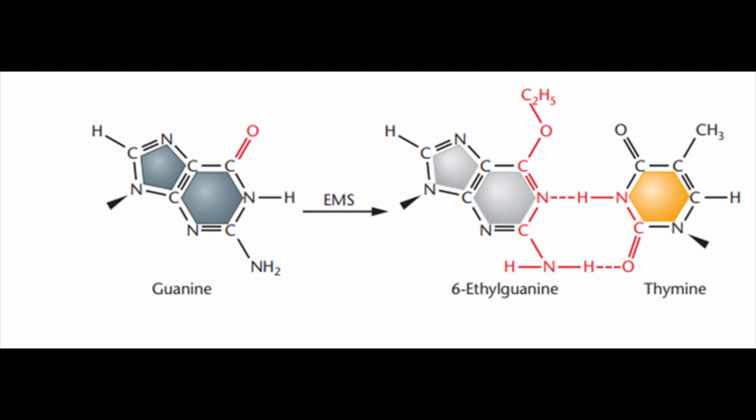So we use ethyl methane sulfonate for this purpose, and what it will do is change guanine to ethyl guanine, and this guanine now will bind to thymine. So we have a GC base pair changed to an AT base pair. So these alkylating agents are also used for point mutation.